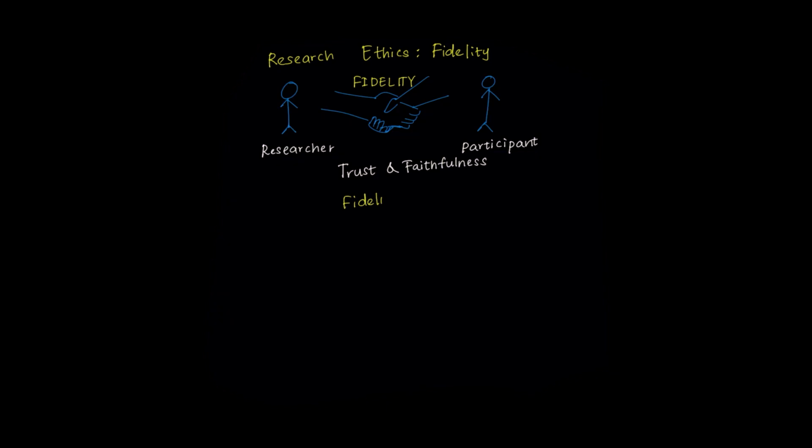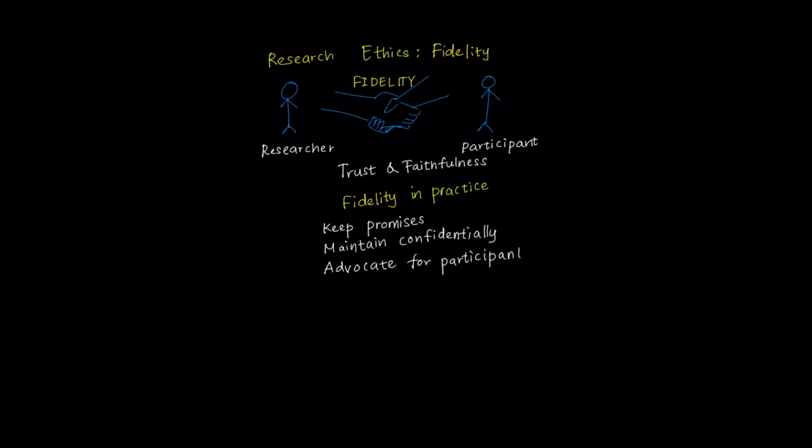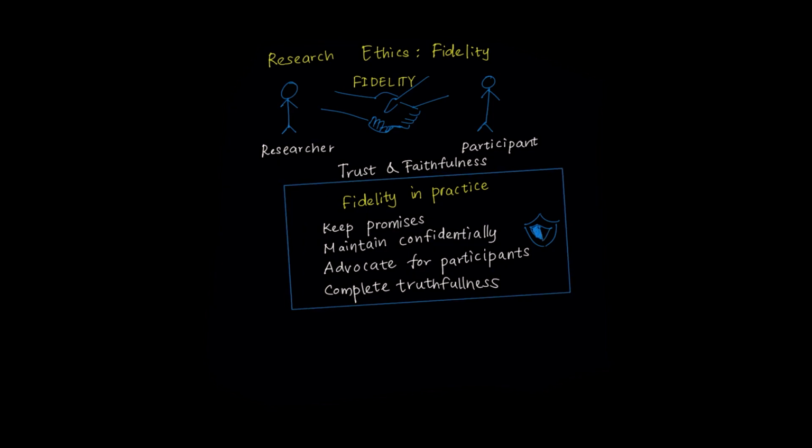It's about being worthy of the trust that participants place in you when they agree to be in your study. Fidelity means if you promise participants that their data will be confidential, you keep that promise. If you tell them the study will last 6 months, you don't extend it to 12 without their consent. It means advocating for their interests when conflicts arise, being honest about risks and benefits, even when it might hurt recruitment, and maintaining loyalty to participants rather than letting other pressures like funding or publication push you to compromise their welfare.